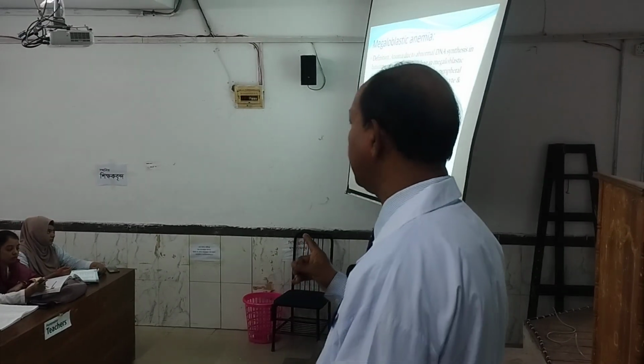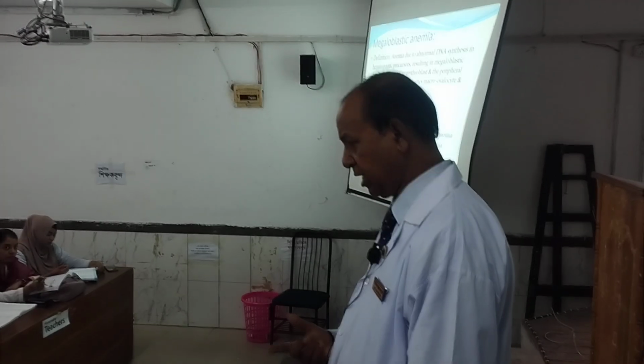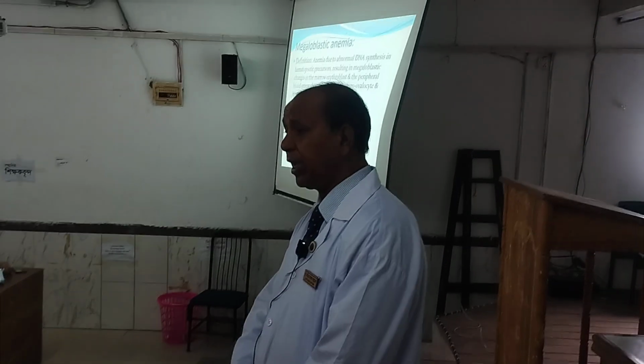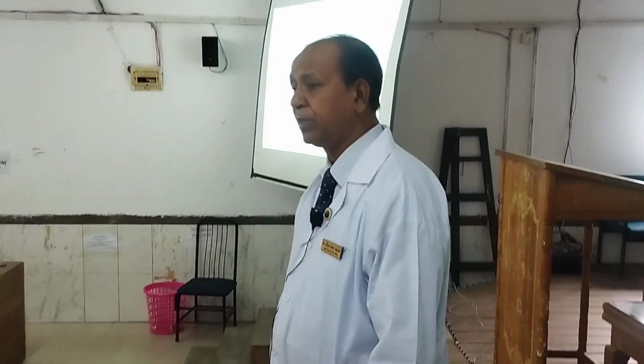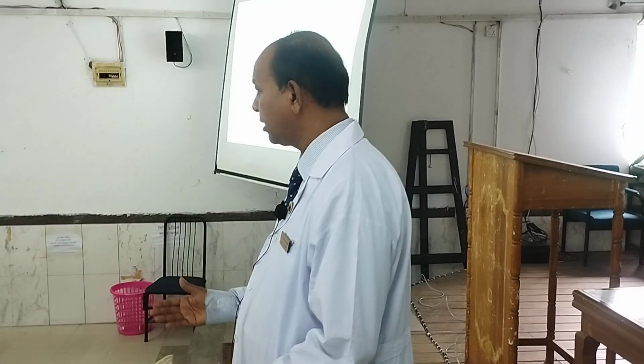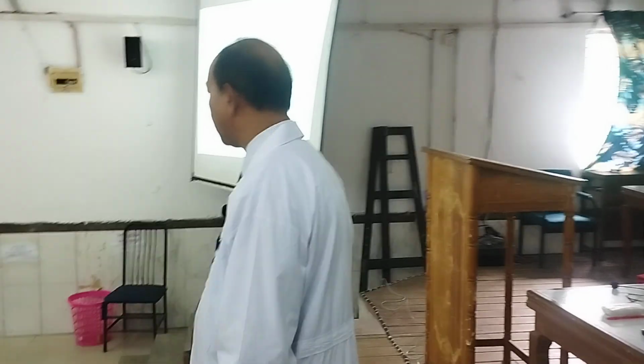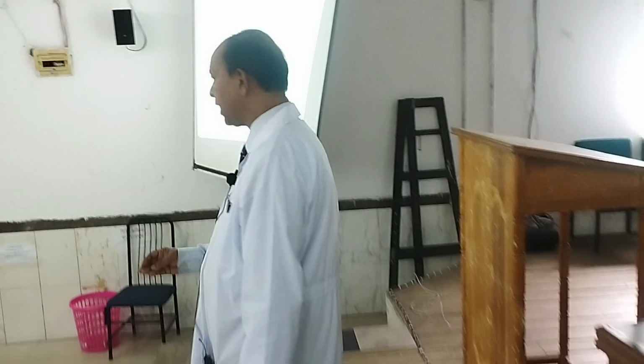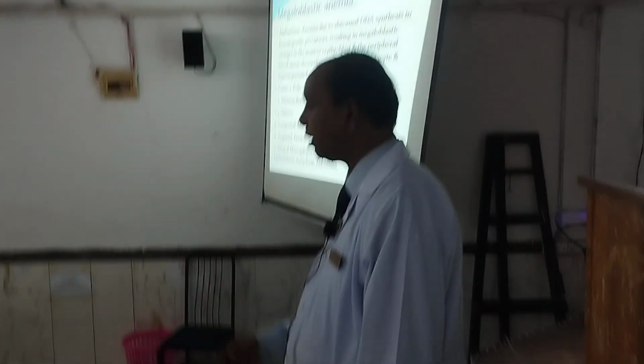It's very much important in our clinical practice. Remember this. What is aplastic anemia? Aplastic anemia may be defined as hypoplasia and aplasia of the bone marrow coupled with pancytopenia. Remember this one: initially there is monocytopenia or bicytopenia.